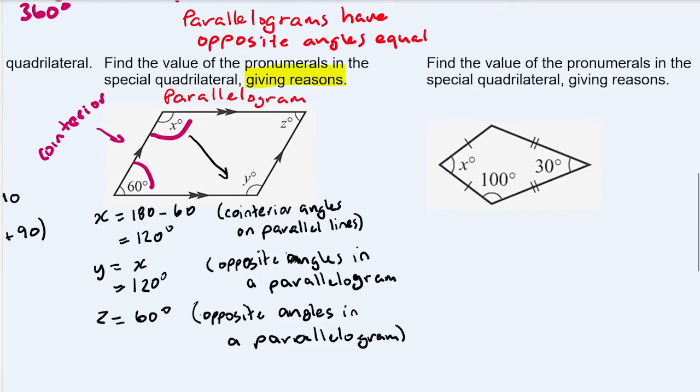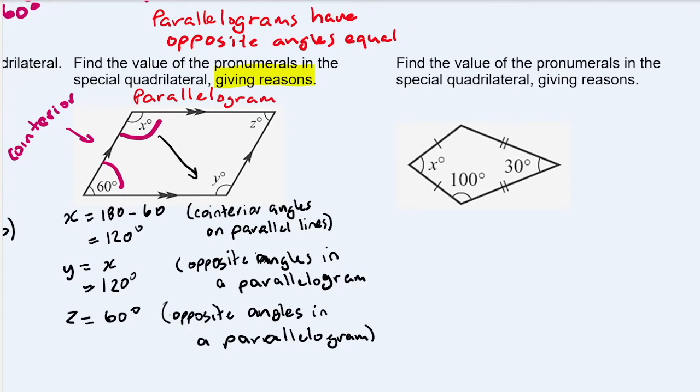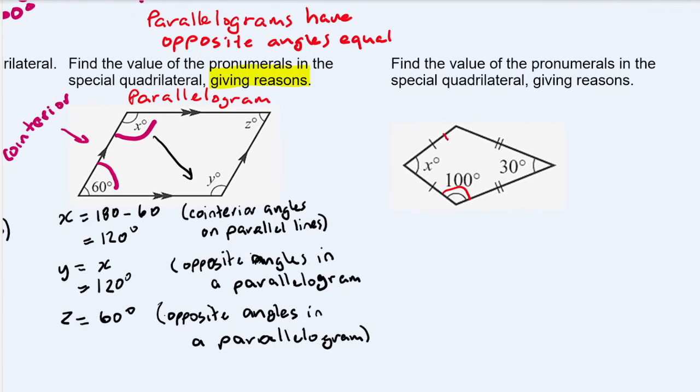Last example, we have a kite. So this is a special quadrilateral as well, and it has a couple of other little bits and pieces that we are worried about. We actually know that there is a pair of equal angles in a kite, and that's this pair. This pair here are equal angles. So in doing these ones, you're looking for this pair of equal angles.